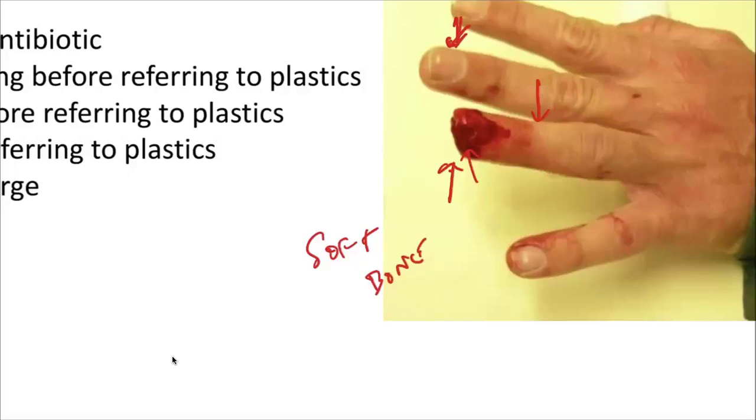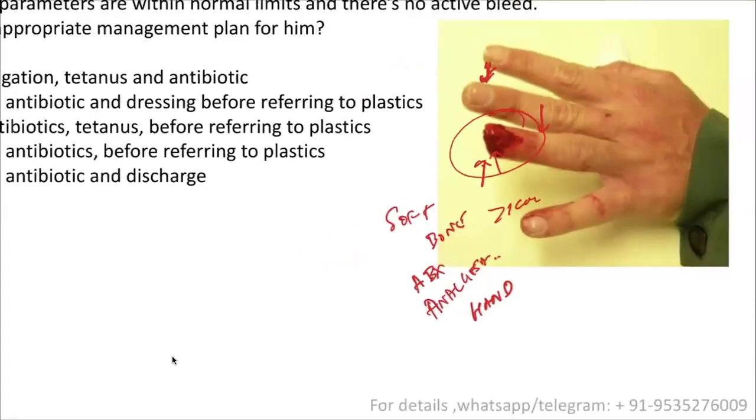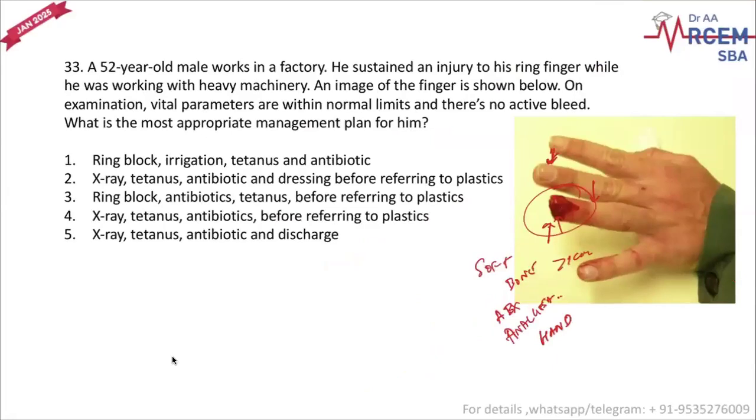If bone is exposed with a soft tissue injury, antibiotics will be required. So this patient requires antibiotics. Good pain management, so analgesia is required. That is important. Then you need to refer this because it looks like more than 1 centimeter of soft tissue loss. So either hand surgeons or plastic surgeons you need to refer to. So we need to choose an option which has all these three.